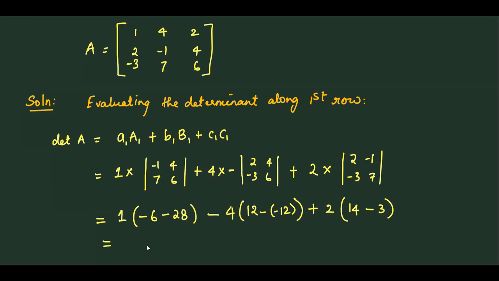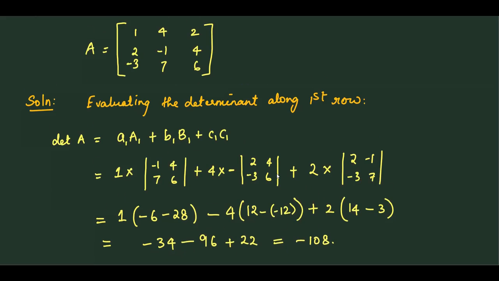So let us calculate this. This is minus 34, minus 24 times 4 plus 24 times 4 is 96, plus this is 11 2's 22. So 96 minus 12. So that is minus 108.